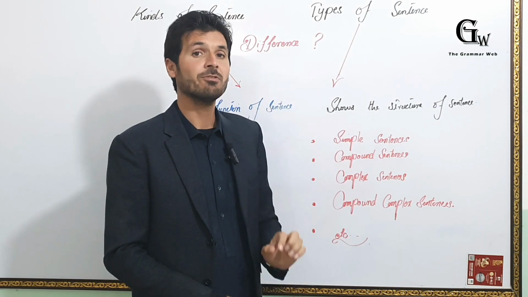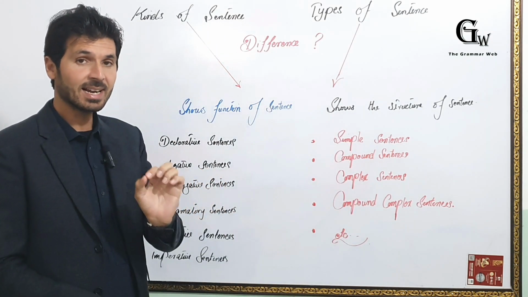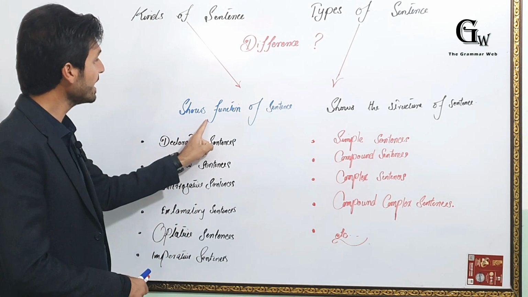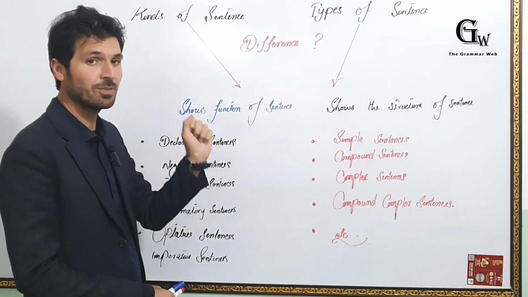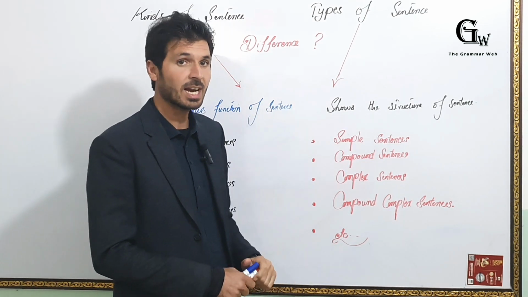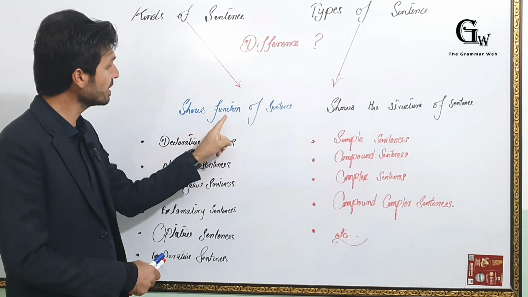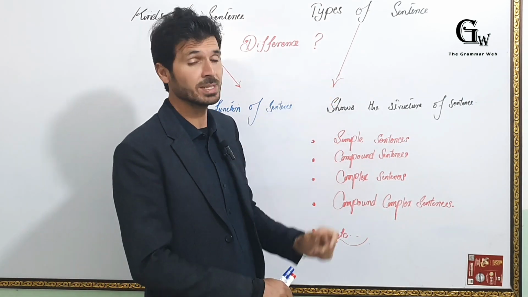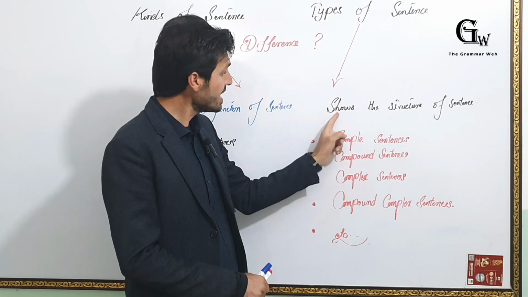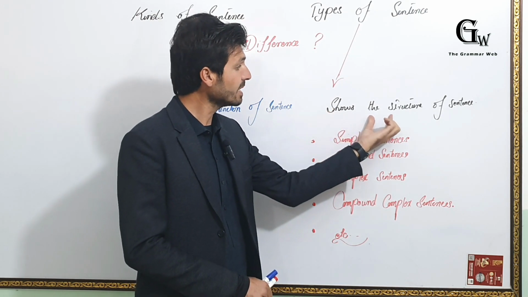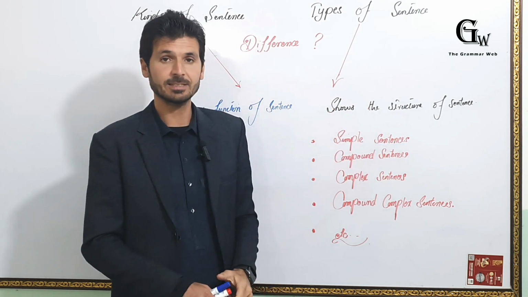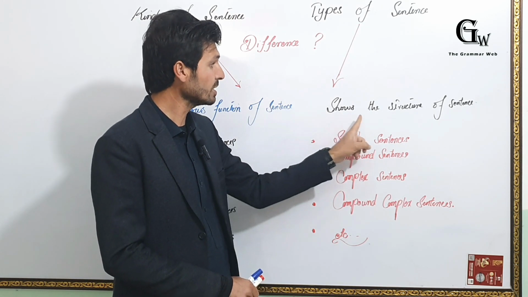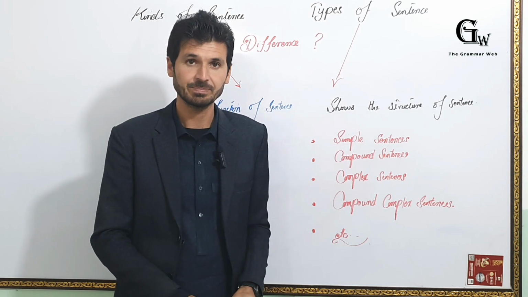Dear students, when we are asked to discuss kinds of sentences, bear it in mind, it means that we should focus on the function of a sentence, because kinds of sentences shows the function of a sentence. But if you look at the types of sentence, it means that we should discuss the structure of a sentence, because types of sentence shows the structure of a sentence.